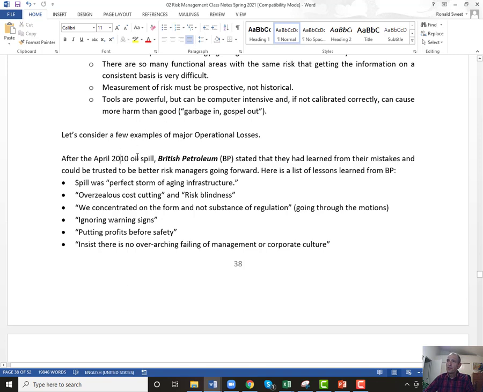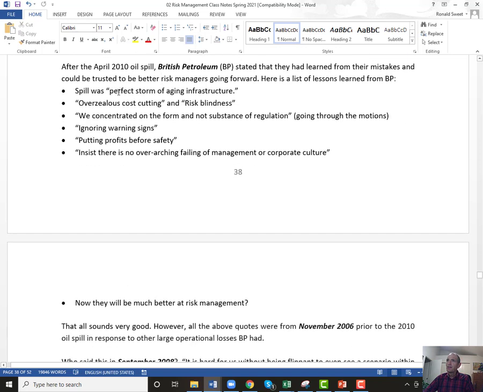Here's British Petroleum. April 2010, they had a major oil spill. I found this article about British Petroleum in my file cabinet, and I thought, well, that's interesting. I started reading it, and they said, we learned our lesson on risk management. So they said it was a perfect storm of aging infrastructure. They said they were being overzealous with cost cutting. It was risk blindness. You know, they weren't focused on risk, concentrated on the form and not the substance of regulation. They were just going through the motions, ignoring warning signs.